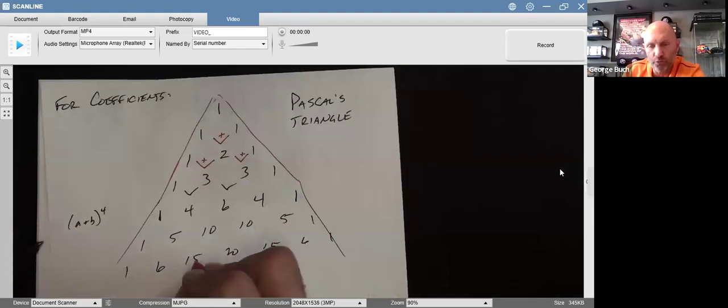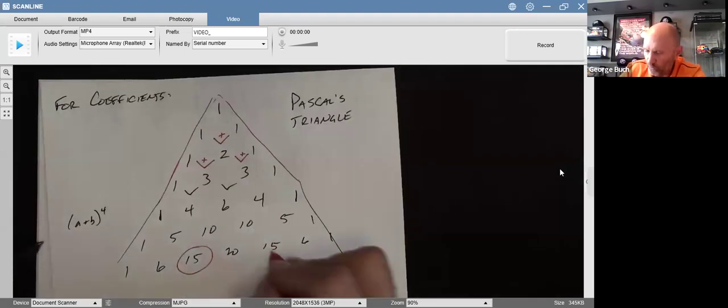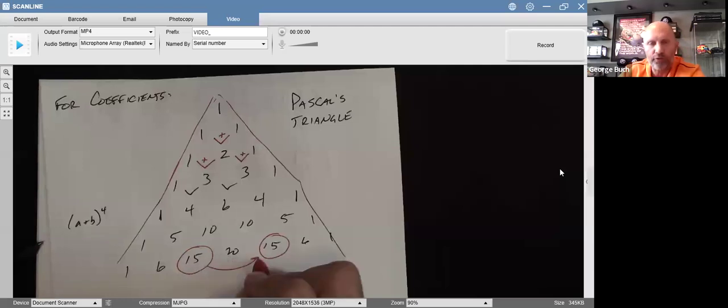This is 6 choose 2, and 6 choose 4 has the same value just on the other side of the triangle, which is 15.